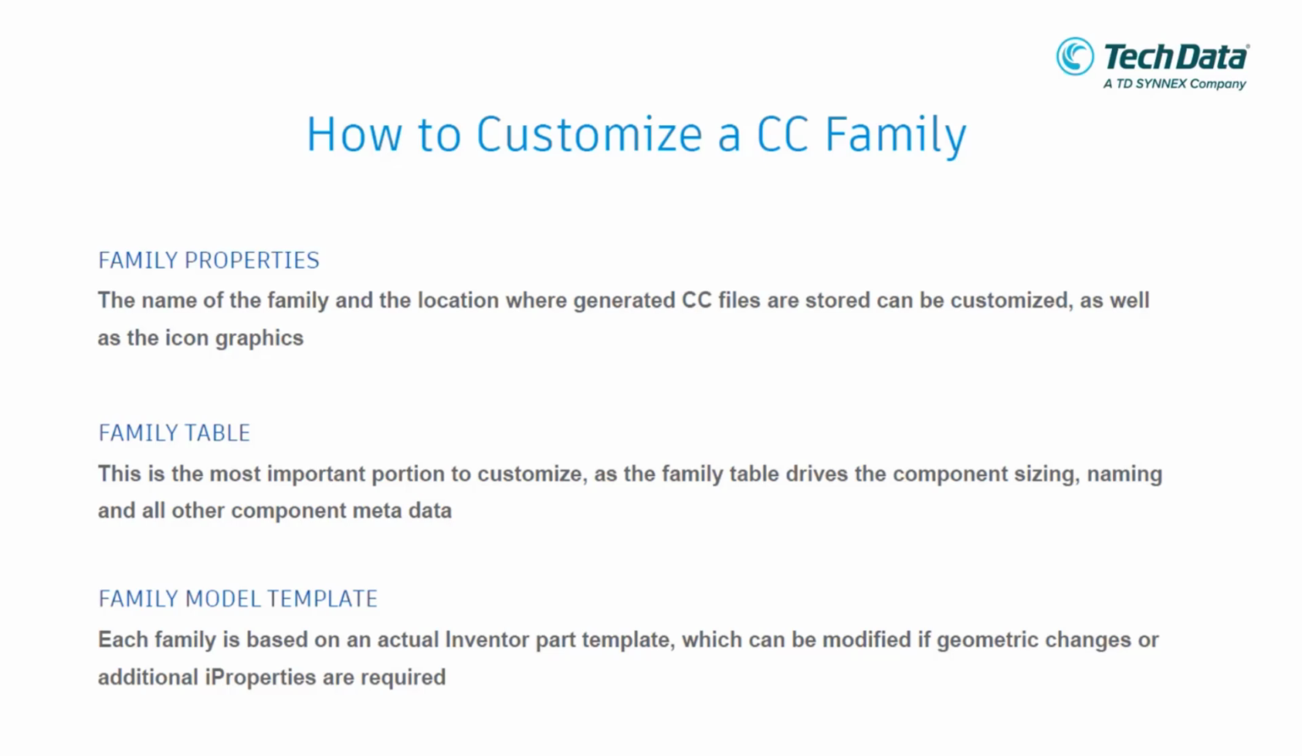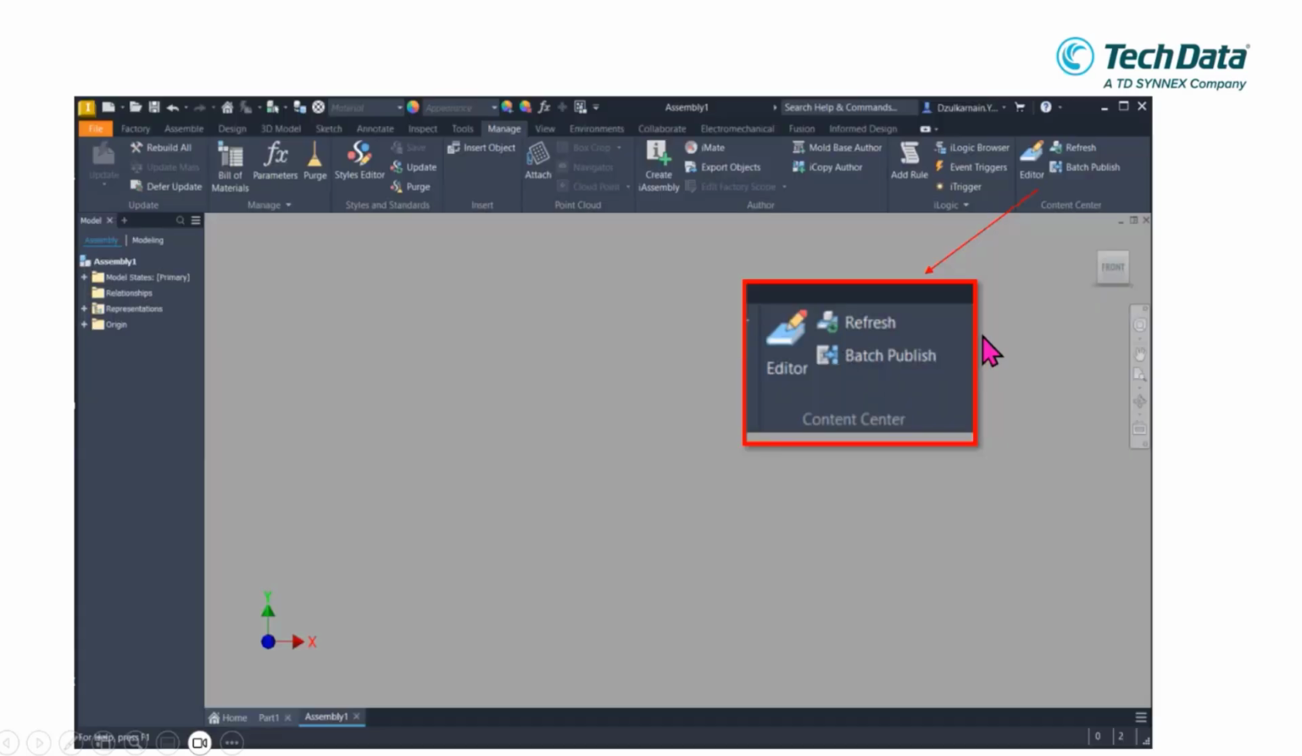So family table is different. Family table is all the information about sizing. All the size, radius, length, all for the family table. Family model template is more towards the part templates, additional properties that you want to use at a later stage. So where do we access this? We can only access this through, of course, the assembly interface, or I think the part interface also, you have access to this.